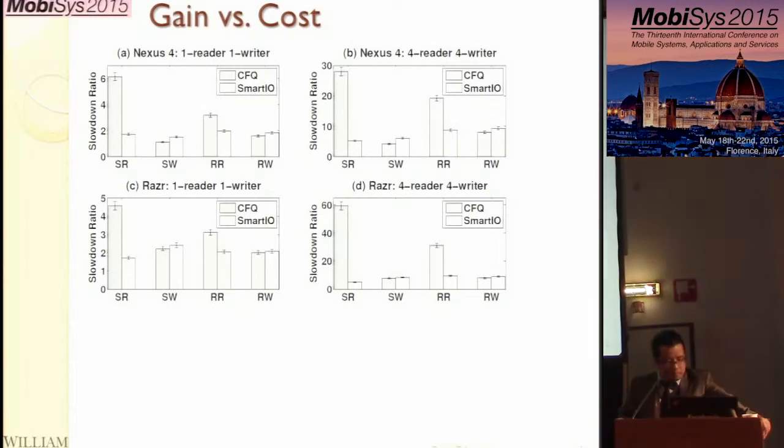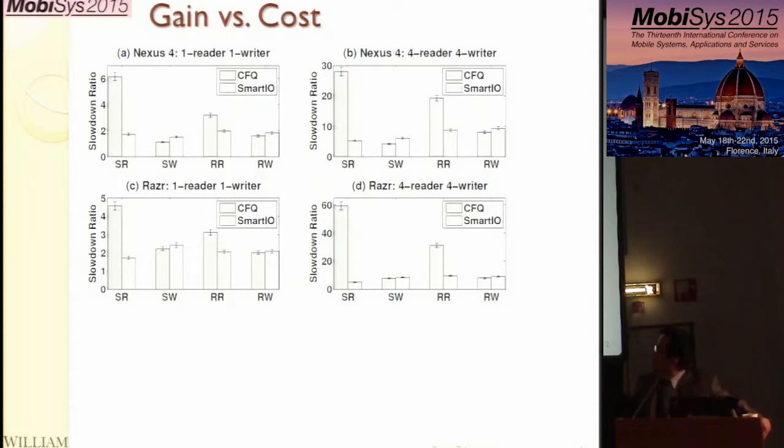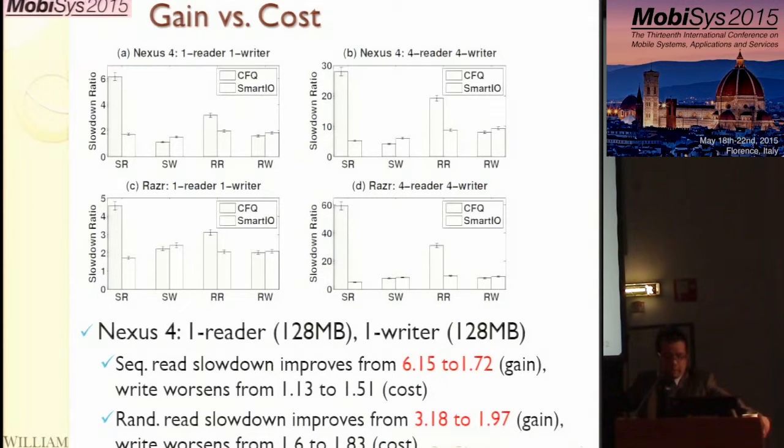All right. So with gain comes obviously also cost, right? Let's take a look at the Nexus 4 device. What do we have there? So the first slope in the Nexus 4, that's sequential read, right?